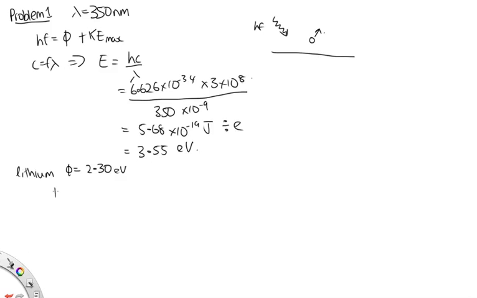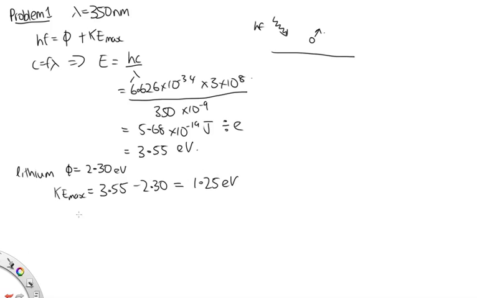So now the maximum kinetic energy is equal to the energy of the photon, 3.55, minus 2.30, the energy needed to eject it, which gives us 1.25 electron volts as the maximum kinetic energy that the electron can have.